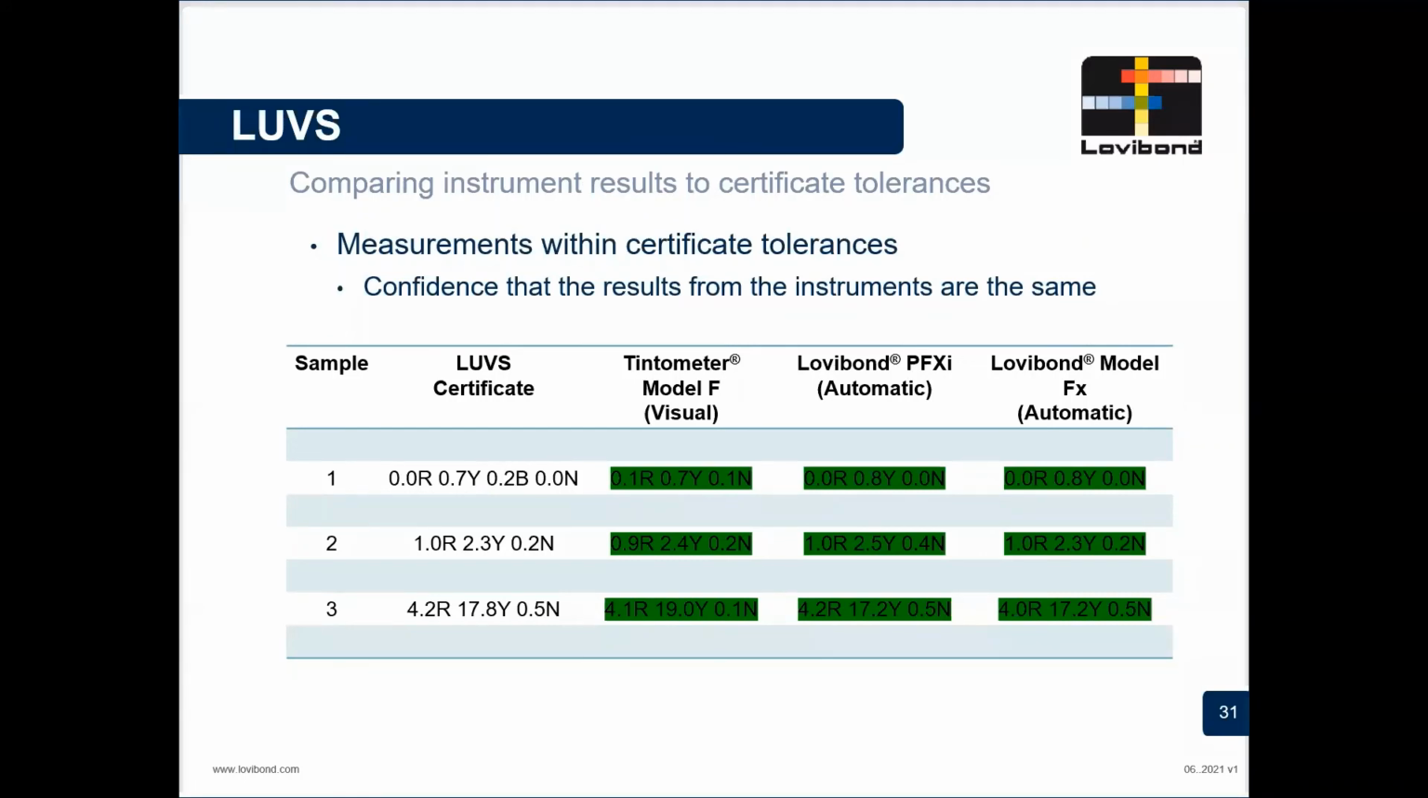Just looking again at the values, I've made them green here if they've passed the tolerance range. So although the numbers may look dissimilar, if I'm looking at my reproducibility and my repeatability that I'm expecting, as shown on the filter certificate, then everything is working together. I have equivalent comparable measurements between the 3 instrument types on those 3 samples. So I can have confidence that my measurements are good. I have good agreement between the instruments, and my sample's good to go.